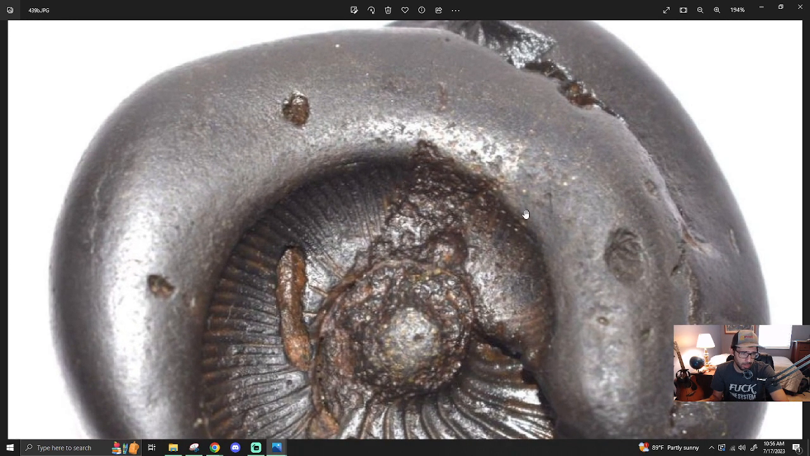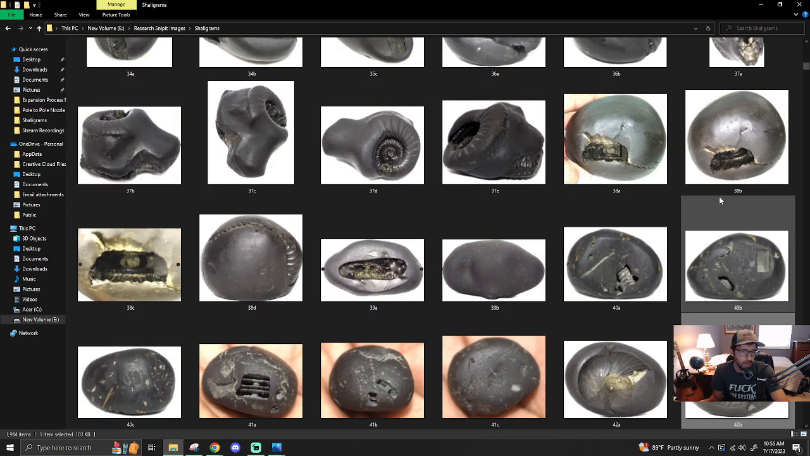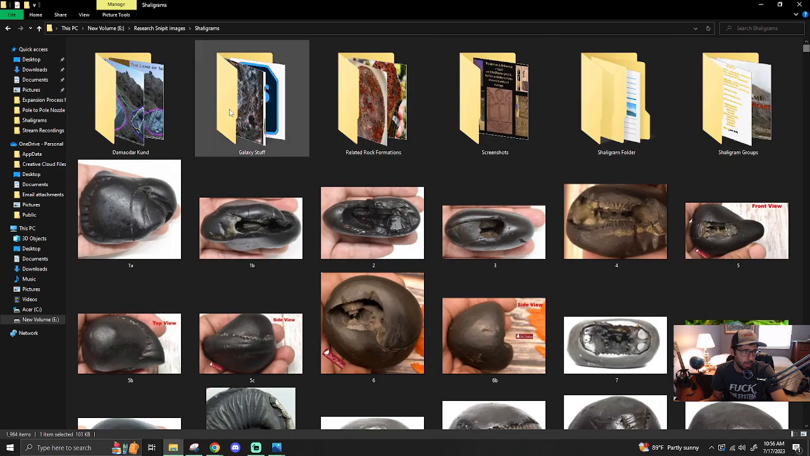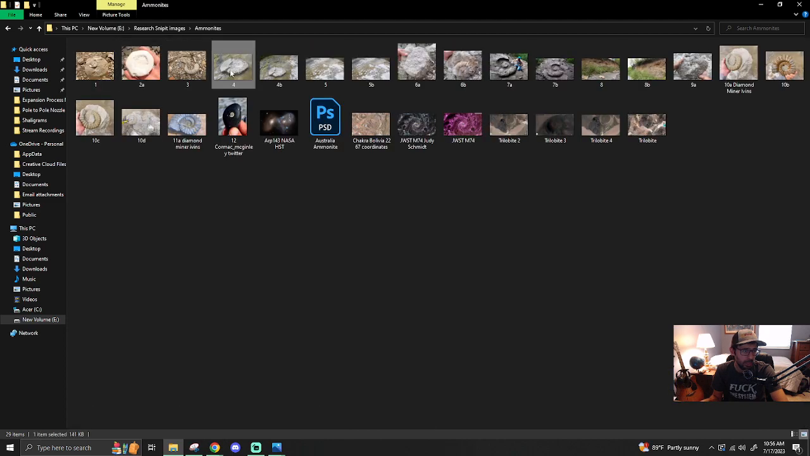This makes me think of this ammonite from Diamond Miner Ivers? I forget, sorry. Where is it?